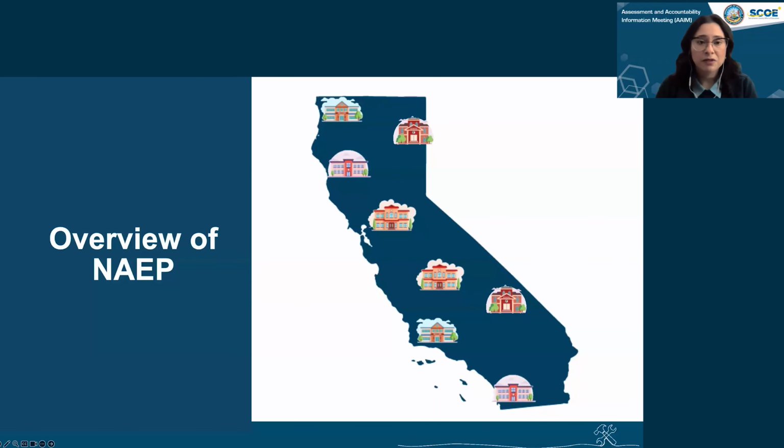So I want to start by level setting here and providing an overview of NAEP because some may be unfamiliar. NAEP was adopted by Congress almost 60 years ago with the goal being results that provide a comprehensive measure of student achievement across the United States. NAEP is the largest nationally representative assessment of what students across the United States know and can do.